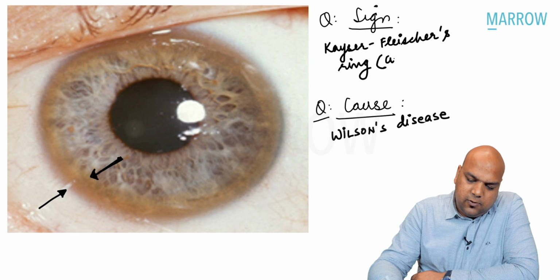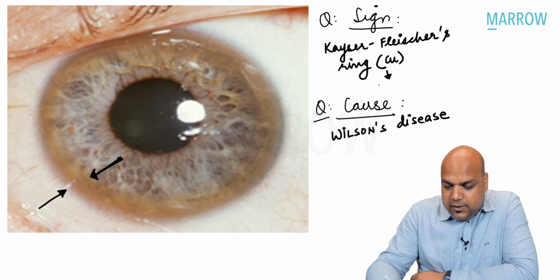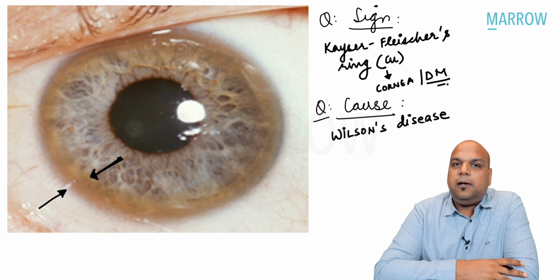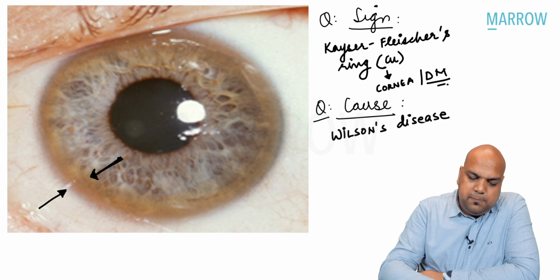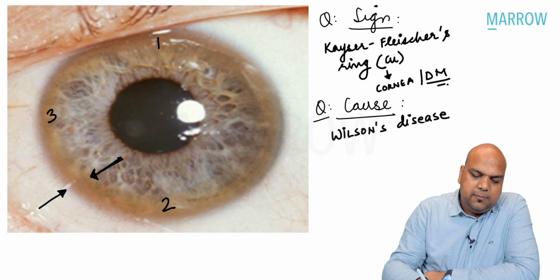Kayser-Fleischer ring is deposition of copper. Where is copper deposited? Obviously in the cornea, in the Descemet's membrane. I am writing DM, Descemet's membrane. Please remember that the Kayser-Fleischer ring begins superiorly, then inferiorly, then it becomes lateral.